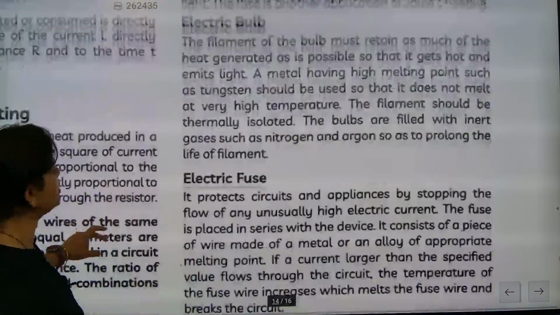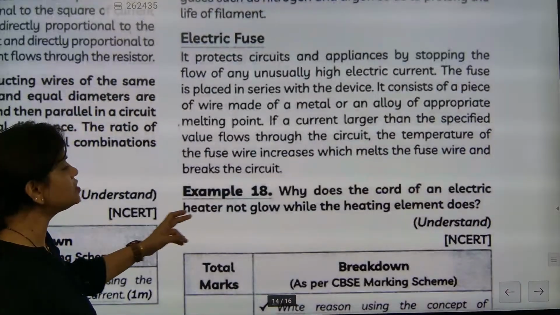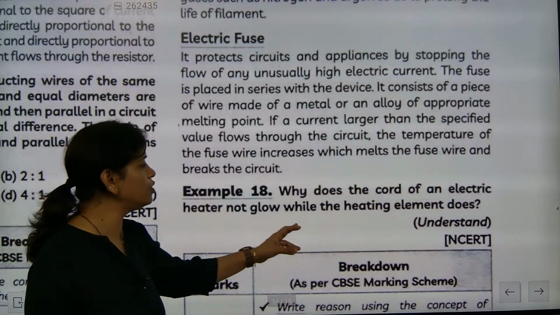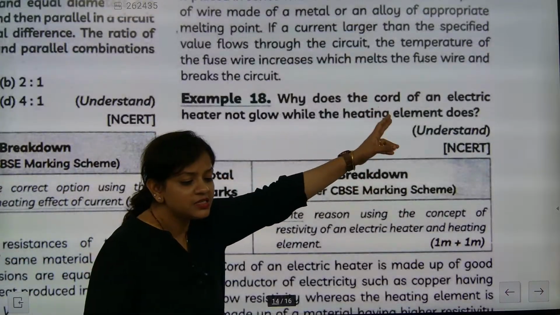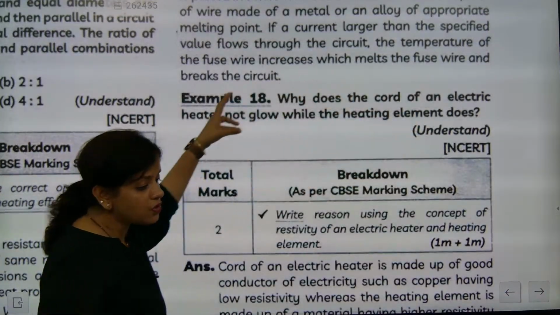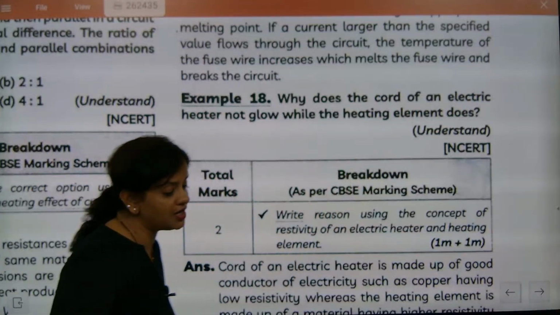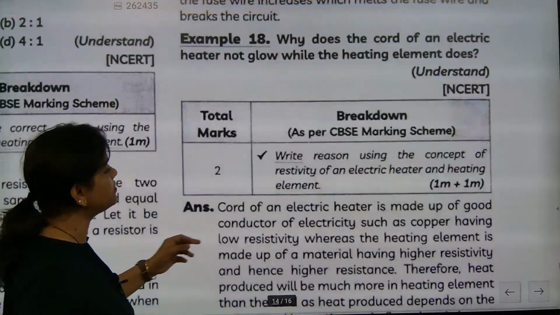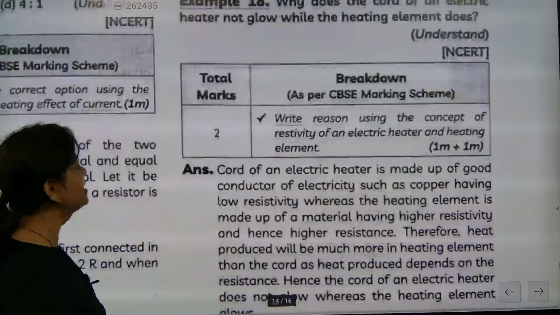Electric bulb we are going to use it. Electric fuse we are going to use it. Why does the cord of an electric heater not glow while the heating element does? Because the heating element is made with alloy and the cord is made with normal wire. Divya, here also your answer is there. Give the right reason by using the concept of resistivity. Understood? Electric heater and heating element.